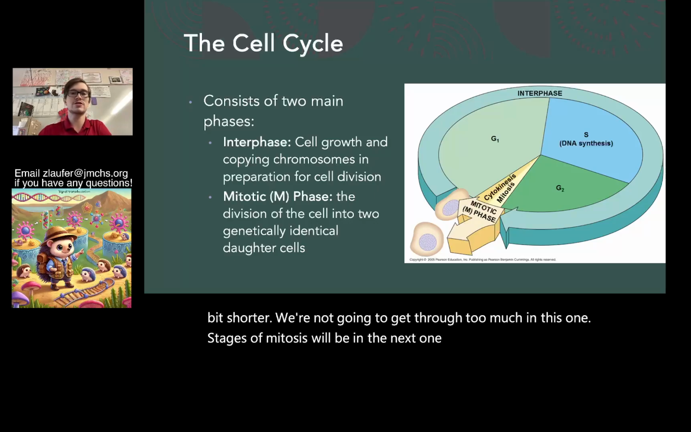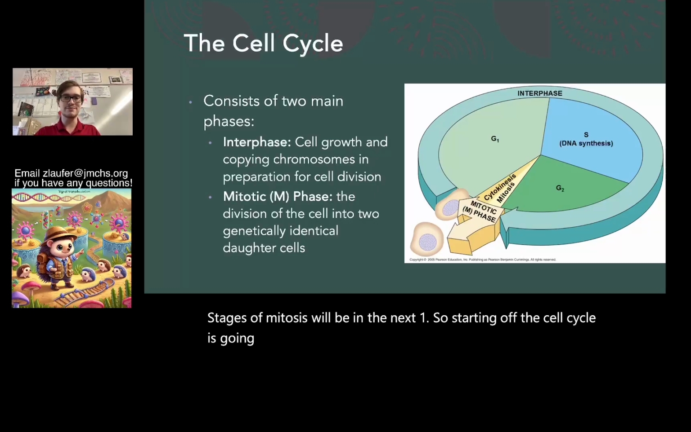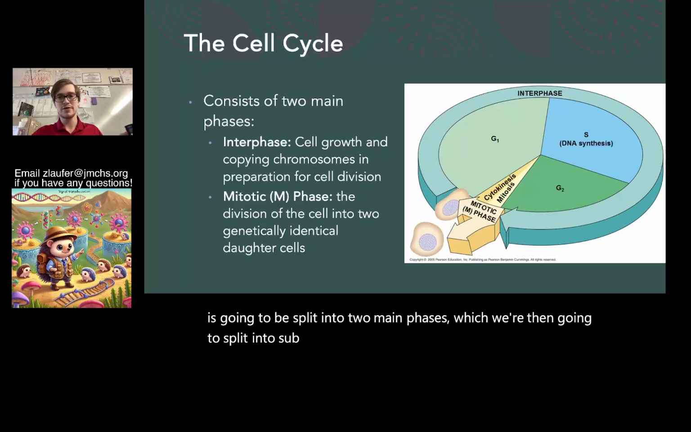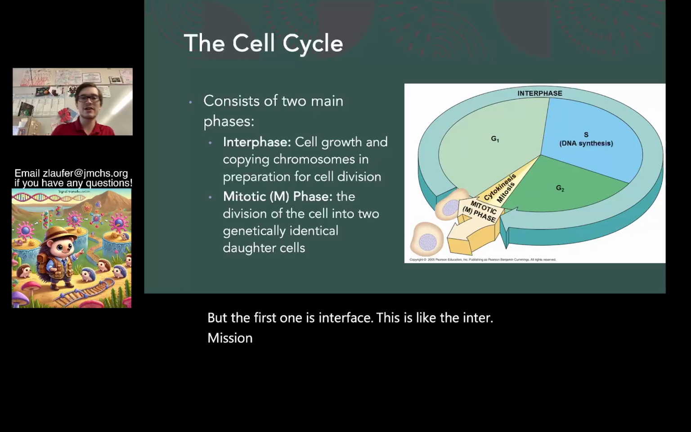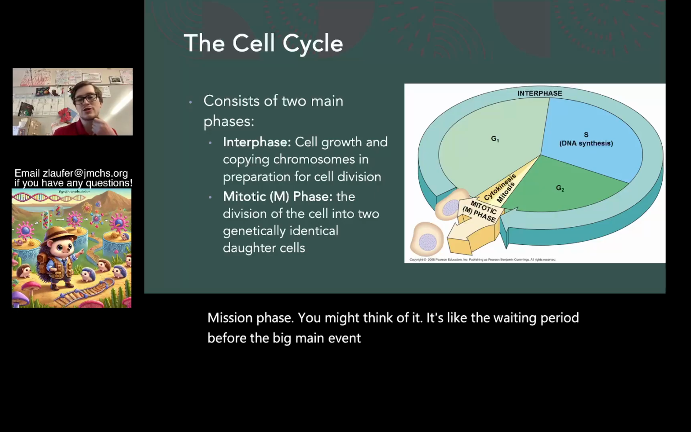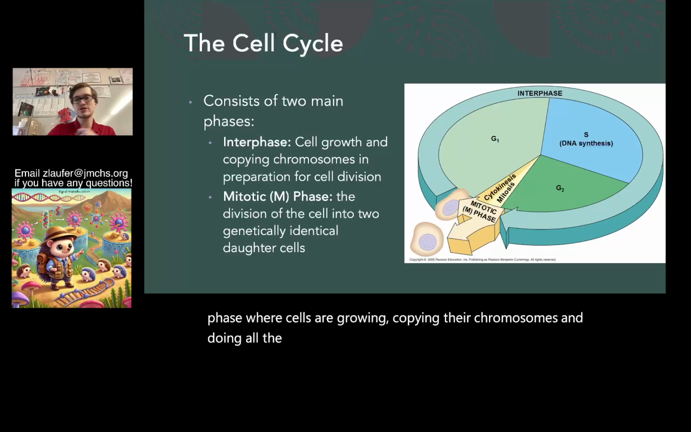So, starting off, the cell cycle is going to be split into two main phases, which we're then going to split into subphases. But the first one is interphase. This is like the intermission phase. You might think of it like the waiting period before the big main event, which would be mitosis. So this is the phase where cells are growing, copying their chromosomes, and doing all the preparations they need for cell division. We'll talk about the specifics later.